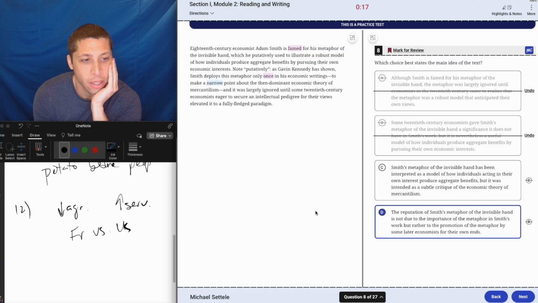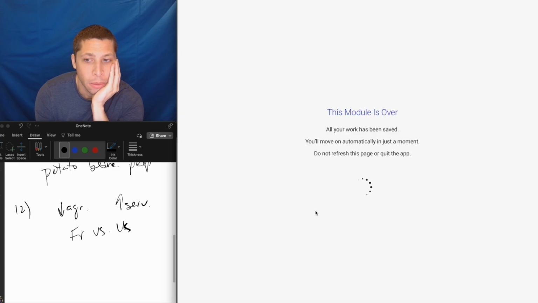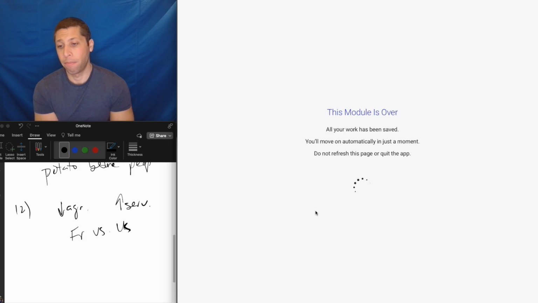What's wrong with C? Has been interpreted as a model of how individuals acting in their own interests aggregate benefits. I don't. Yeah, I guess no choice. I'm going to stick with that. But yeah, I mean, hard.